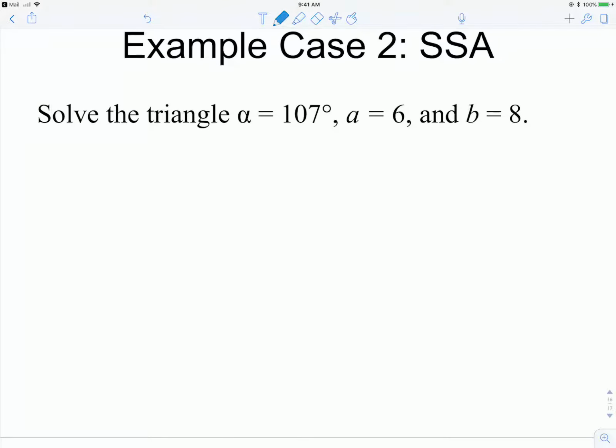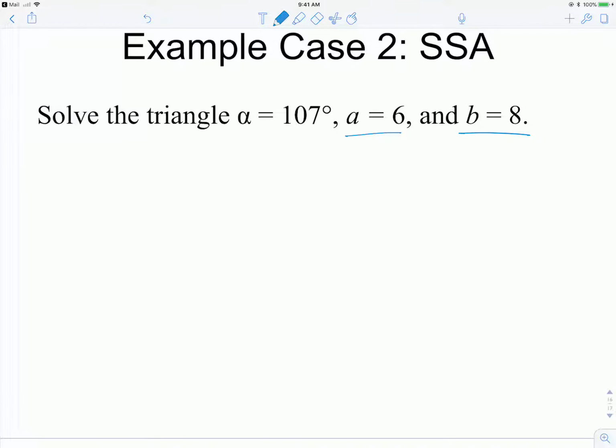And this last example is also the SSA case, but in looking at the given information, notice that angle alpha is 107 degrees. So it's an obtuse angle, meaning it's going to be the largest angle of the triangle. The side opposite to 107 degrees is 6. However, since 107 degrees is the largest angle, the side opposite that angle should also be the largest. But here we can see that B is actually larger than A. And you would end up with an error if you didn't notice this and you went to solve for beta.